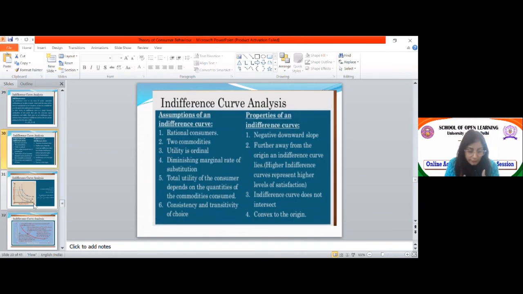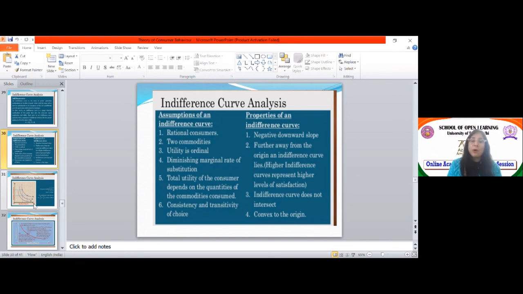And now we'll go for the assumptions of the indifference curve. For any theory, we have to make some assumptions. The assumptions of the indifference curve are, first, the consumer is rational and is choosing two commodities. Whenever we talk about the indifference curve, we are talking about two commodities and bundles of the two commodities. Utility is ordinal, meaning we can just say that the higher the quantity of the product, the higher the budget line, the higher the indifference curve, and we can have higher utility.